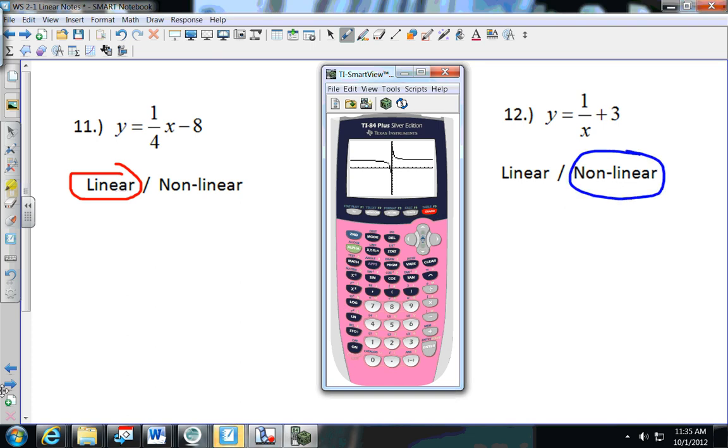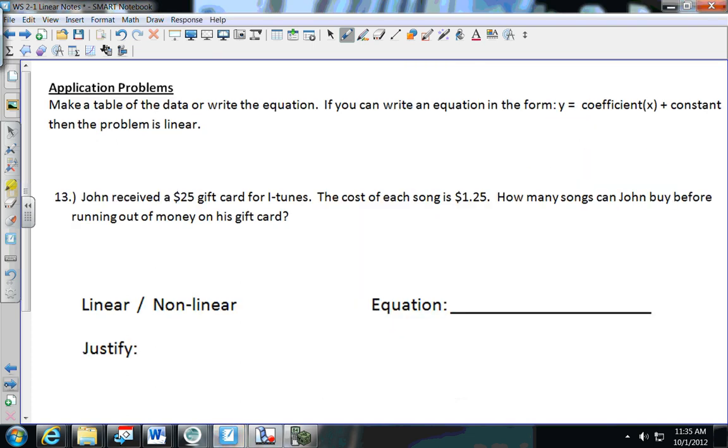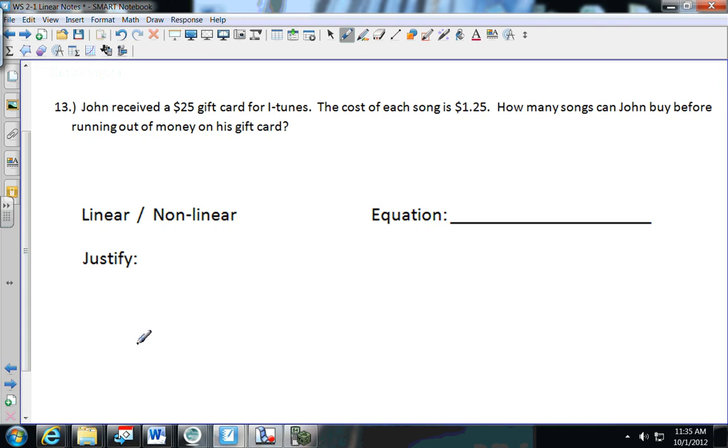This is nonlinear. Okay, the third way we said was through word problems. The easiest way to do this is to make a table or write the equation where you're trying to find the coefficient and the constant. Okay, so on this one, it says Josh receives a $25 gift card to iTunes. Each song, oh, the cost of each song, that's going to tell me my coefficient is $1.25. How many songs can John buy before running out of money on his gift card?